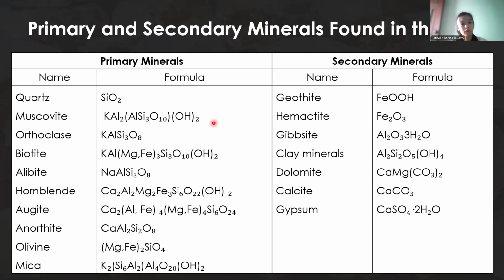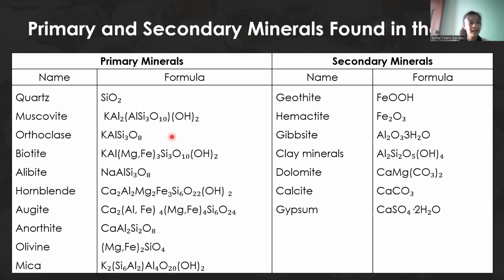Okay, so si muscovite, it is a type of mica, okay, na nagfo-form ng layer and making it easy to split. Next, si orthoclase naman, it contains potassium, aluminum, silica, and oxygen. So it is a feldspar mineral na napaka-importante sa igneous rocks na kung saan yung arrangement ng elements na to ay nagfo-form ng crystalline structure.